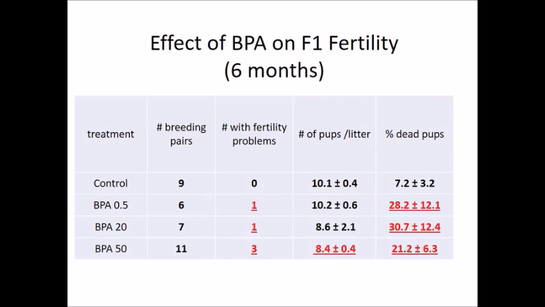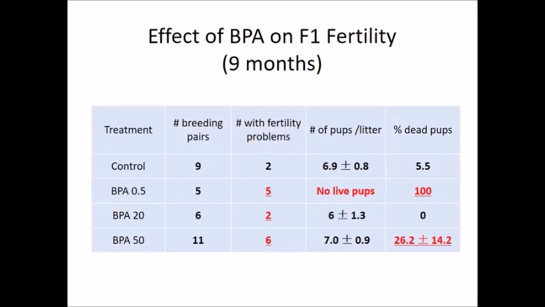And when we looked at 9 months, again, we see the animals here are getting a bit older, so we do have 2 in the controls that had breeding problems, and this is typical of aging mice. However, we had a greater percentage in the BPA treatment groups that had fertility problems. And in fact, in our lowest group, we had no live pups, and 100% of the pups were dead. And in the highest BPA group, we also had a significantly higher percentage of dead pups compared to the control.